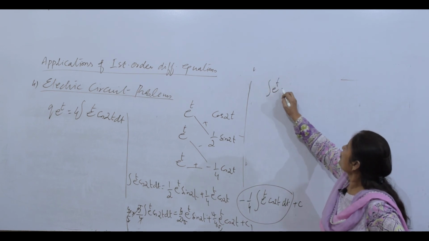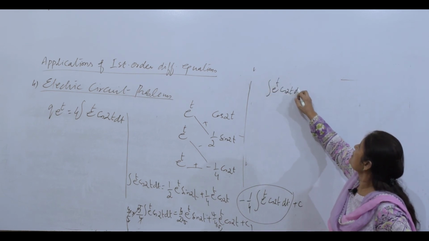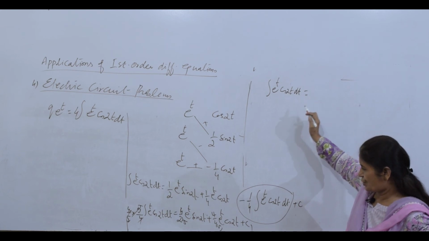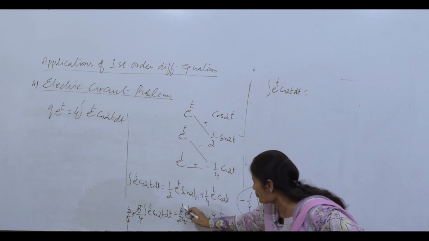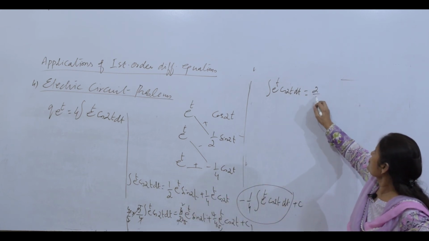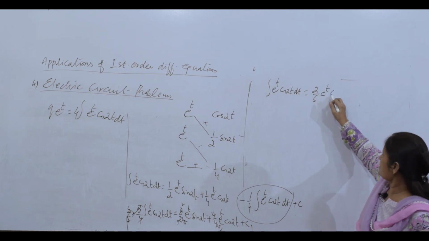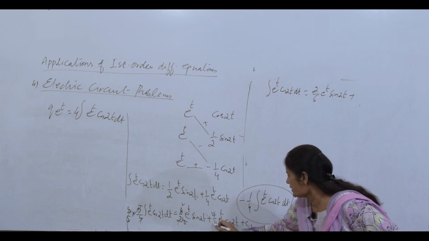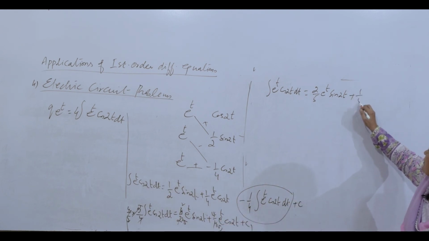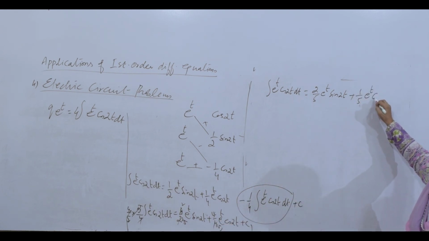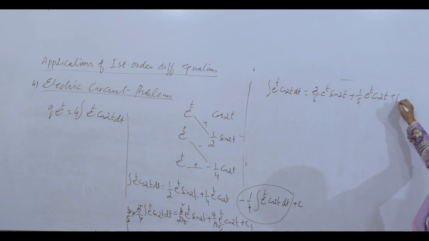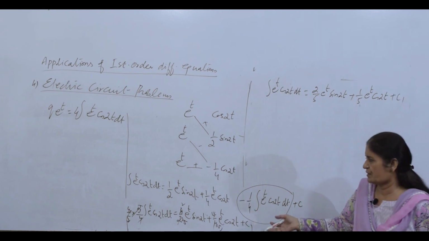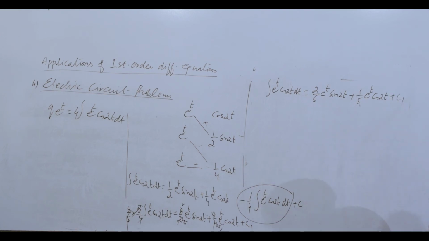the integral of e^t cos 2t dt is equal to 2 by 5 e^t sin 2t, since 2 fours are 4, and then the 4 cancelled, plus 1 by 5 e^t cos 2t plus c1, because c is multiplied by 4 by 5 to give c1.